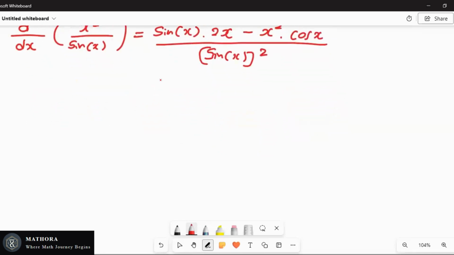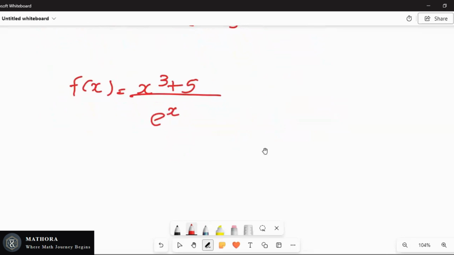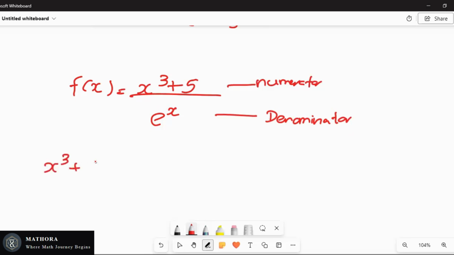Okay, so let's kick it up a notch. How about f(x) equals x to the power of 3 plus 5 divided by e to the x? The numerator is x to the power of 3 plus 5, and the denominator is e to the x. The derivative of x to the power of 3 plus 5 will be 3 times x to the power of 2. Then the derivative of e to the x will be the same as e to the x, right?